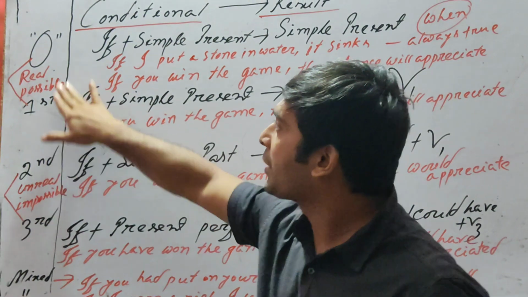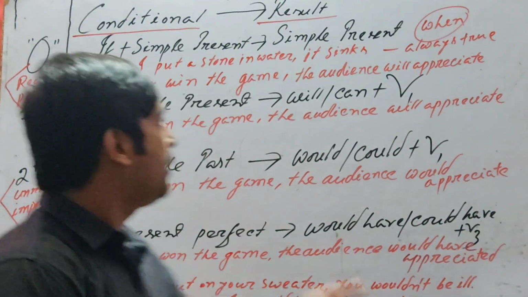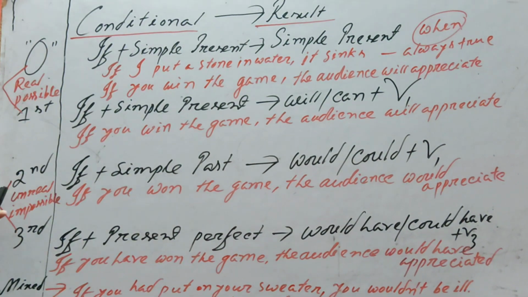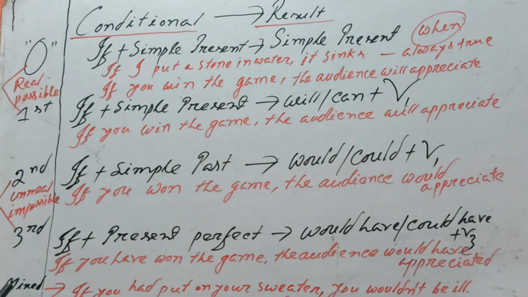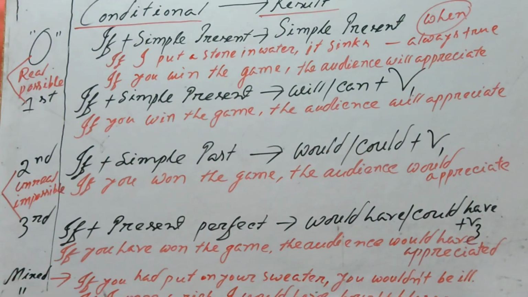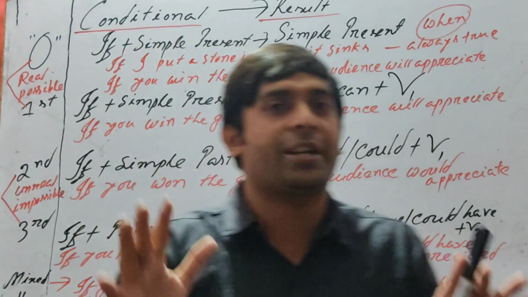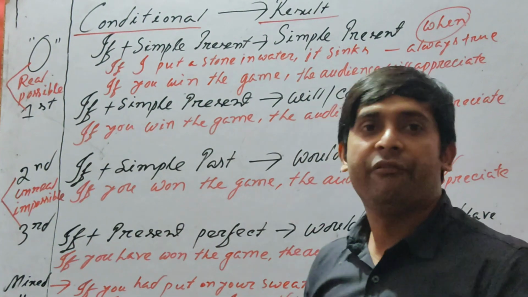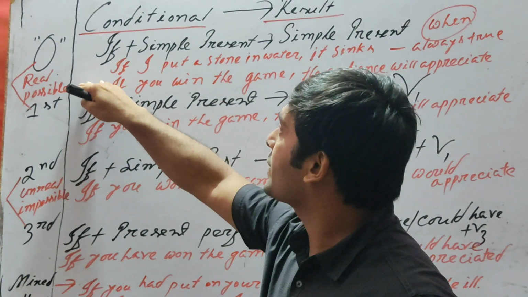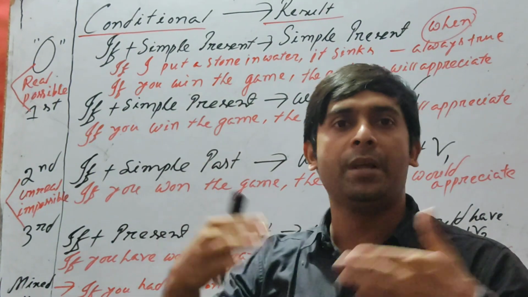The first one is zero conditional and the second one is called first conditional. The third one is second conditional, the fourth one is third conditional, and the last one is mixed conditional. So today you will get such a class and you will enjoy it very much. I am hopeful that if you look at the examples, it will be so clear.